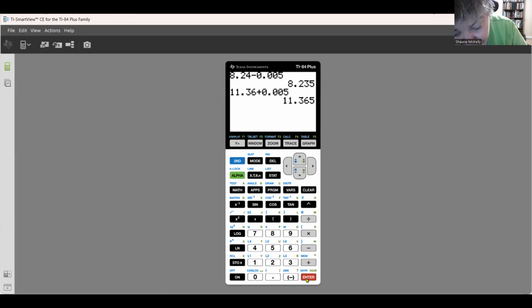How do I find the limits? Well, I mean the width. How do I find the width? I subtract the 2. So we say 11.365 minus 8.235. My width, your width can, oops, excuse me. I made an error there.